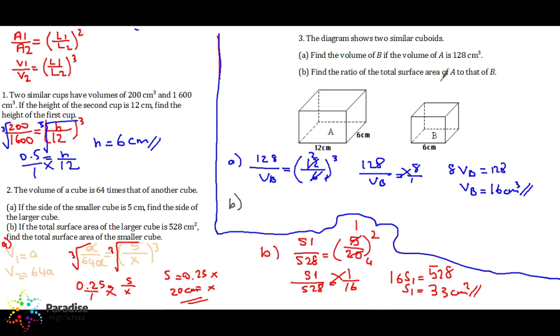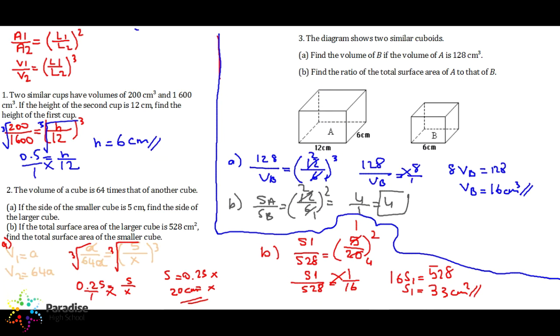Find the ratio of the total surface area A to B. So, what is SA over SB? L1 over L2 squared. What is L1 over L2? 12 over 6 squared. We can simplify that to 2 over 1 squared, which makes 4 over 1, equal to 4. So SA over SB is equal to 4. That's the answer.